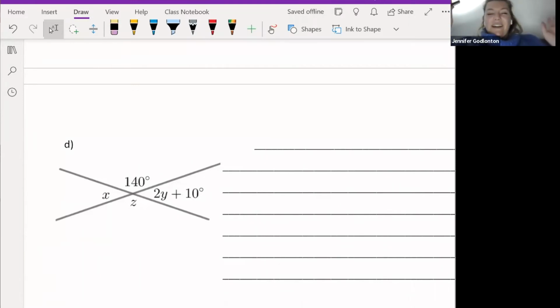So for this one, I'm trying to find x and y and z. You're going to need to use more than one rule for this question.